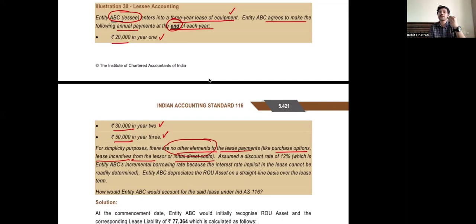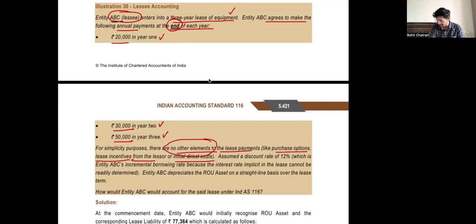If such an option would have existed, then ABC would have had to make an additional payment for purchase of the asset, and the question is clarifying that there are no such purchase options or lease incentives or initial direct costs. What are lease incentives and what are initial direct costs? We'll look at it at a later point, but the question is saying that there are no other elements to lease payments.